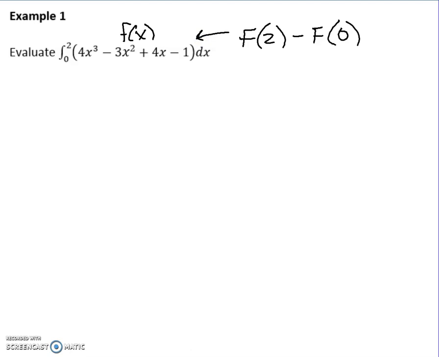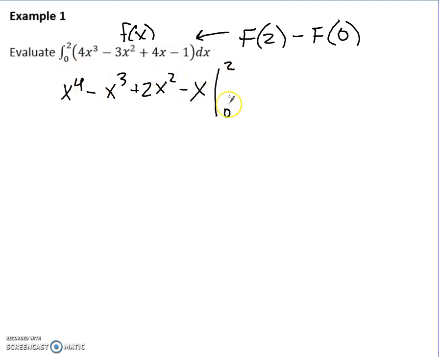So for this one, we need to first take the antiderivative. I'm going to do that quickly. I get x to the 4th over 4, but those 4s cancel. This becomes x to the 3rd, but I would divide by 3, so the 3s cancel. This becomes plus 2x squared, and this becomes minus x. And then we use a notation that looks like this to show that we're going from 0 to 2.